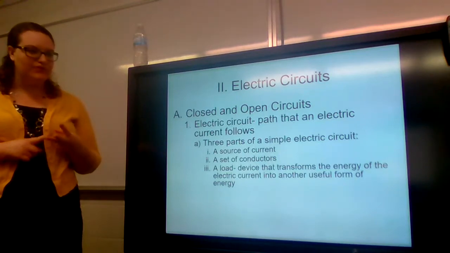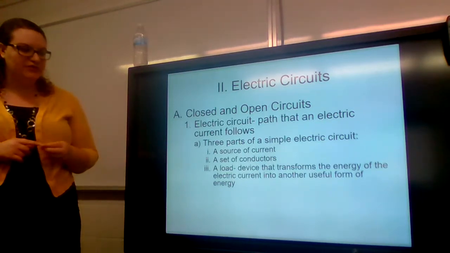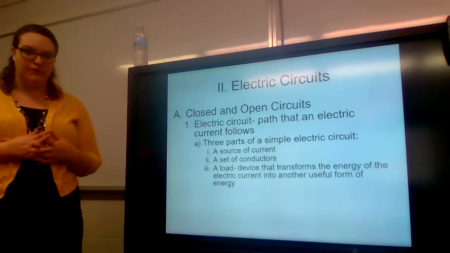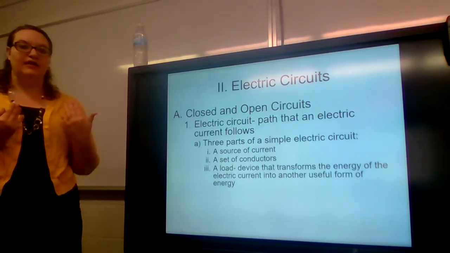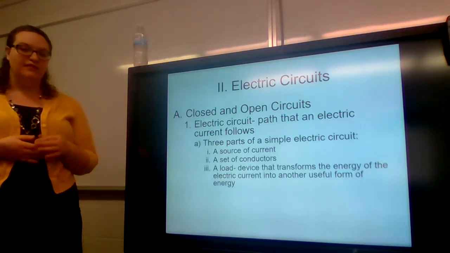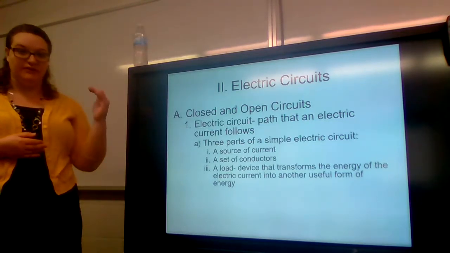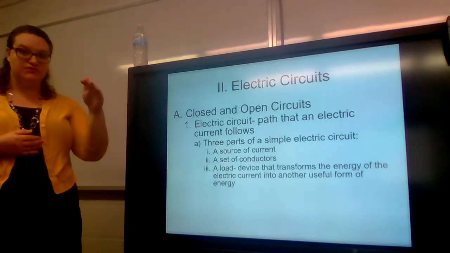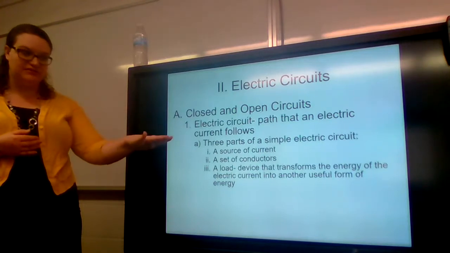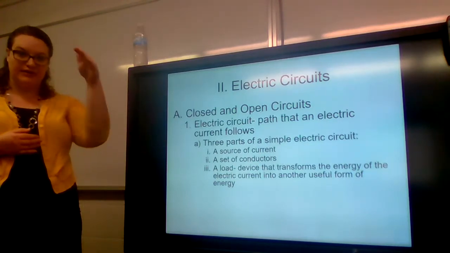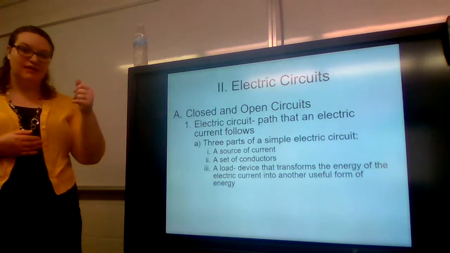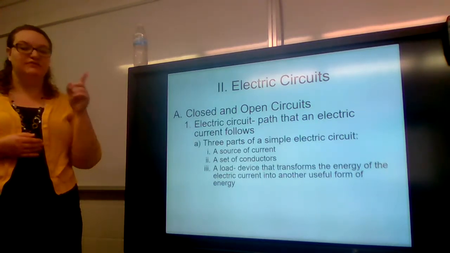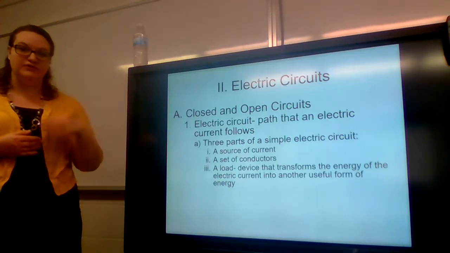And then you have the load. The load is the device that transforms the energy of the electric current into another useful form of energy, okay? So with a light switch, right? That is the source of current. You flip it on. Then the current runs through to the light bulb, which is the conductor. It's running through the wires to the light bulb. And then when it hits that light bulb is the load because it transforms the electricity into light for us to use.